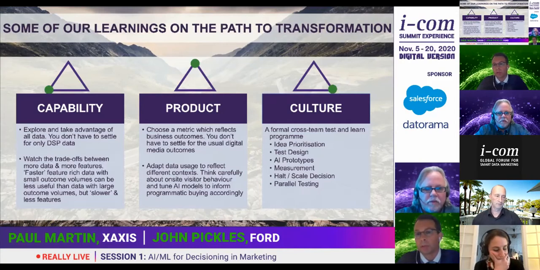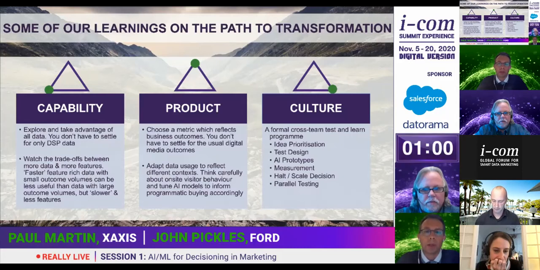From a product perspective, choose outcomes which are as close to your business outcomes as you can get. Don't settle for poor proxies. Really challenge what you've got and get as close to what you're trying to get to as well. Adapt your data usage to your use cases. We don't have one algorithm for remarketing and prospecting. We have multiple different algorithms at play here.